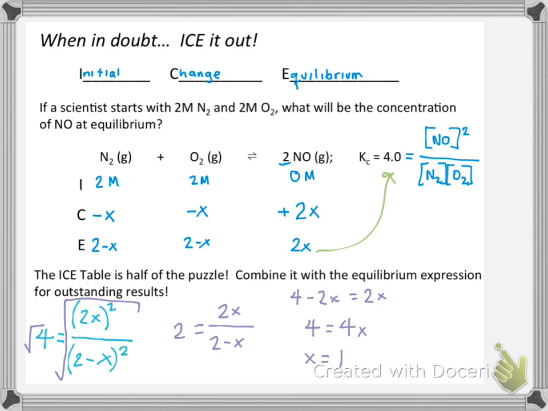We want to slow down and remember what x is referring to. This is referring to some molarity for the change. Then we can bring that back into our table to get the final real equilibrium concentrations for our different species. For N2, we'll just have 2 minus 1, so we'll have 1 molar N2. We'll have 1 molar O2. And then we'll have 2 times 1 molar NO. So we'll have 2 molar NO at equilibrium.